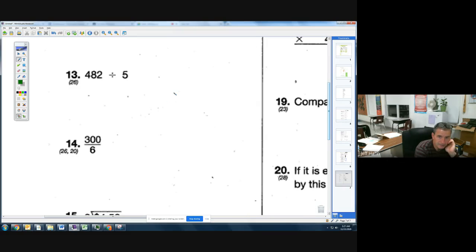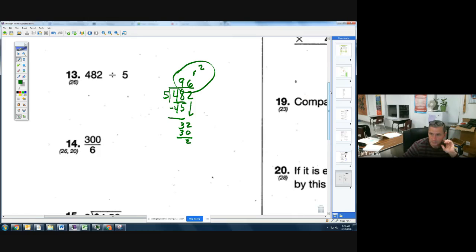482 divided by 5. Let's do this. 482 all divided by 5. 5 doesn't go into 4, so you shouldn't have anything above that. 5 does go into 48 9 times, which is 45. Do my subtracting. I get 3. Bring down a 2. 5 goes into 32 6 times, which is 30. And nothing left to bring down. Brought down my last number, so remainder 2 is my answer. 96 remainder 2. Problem number 14.